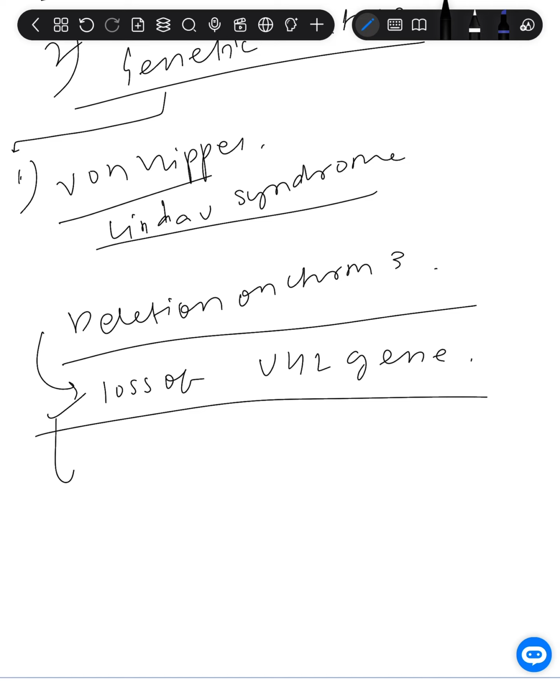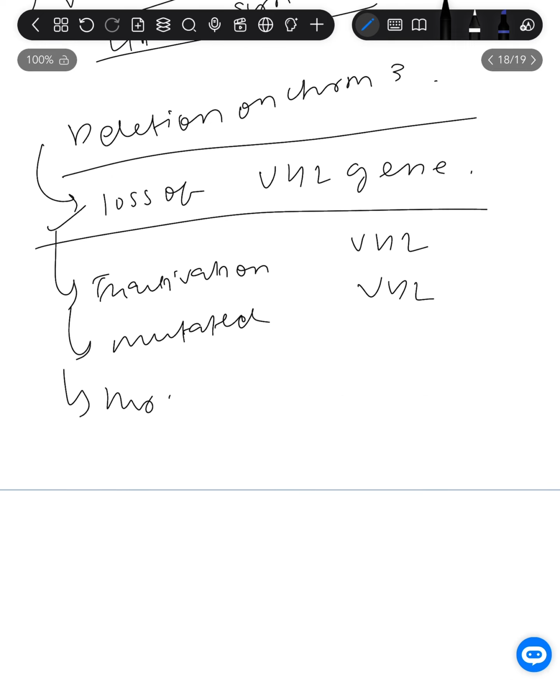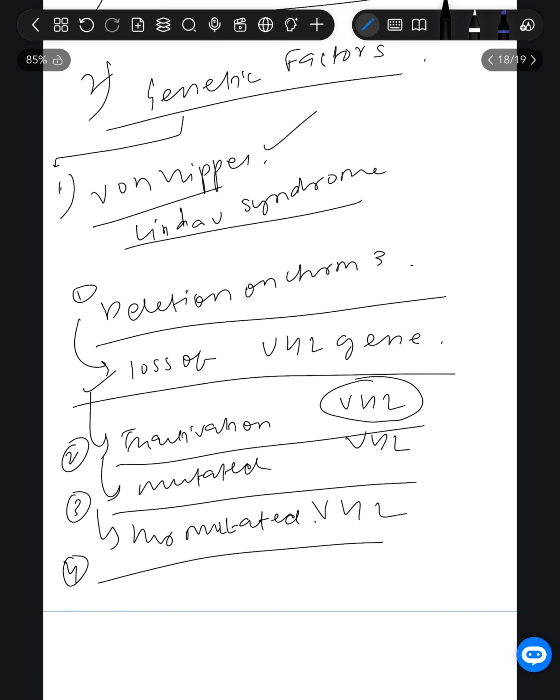Either there is inactivation of VHL, or there is mutated VHL, or hypermutated VHL. These are the things that happen on chromosome 3. We have loss of VHL, inactivation, mutation, hypermutation. So these are the things which happen with VHL. VHL, of course, as smart people you will always know, is von Hippel-Lindau only.